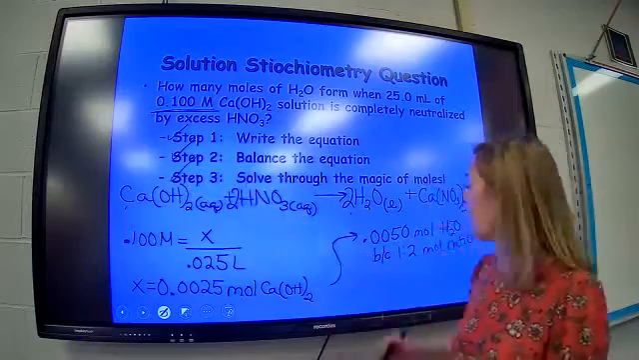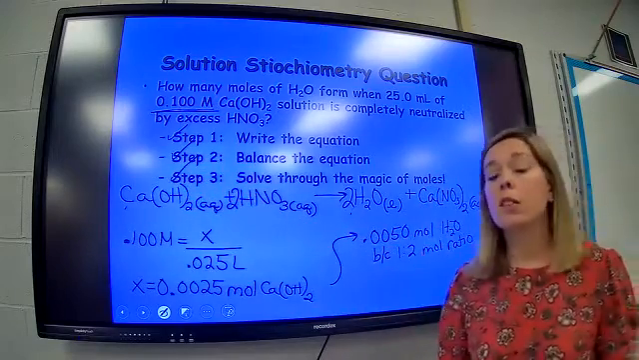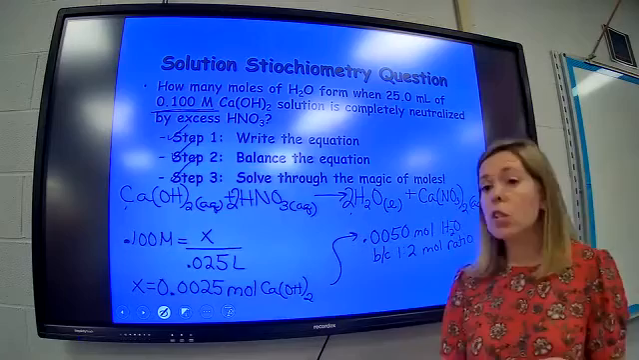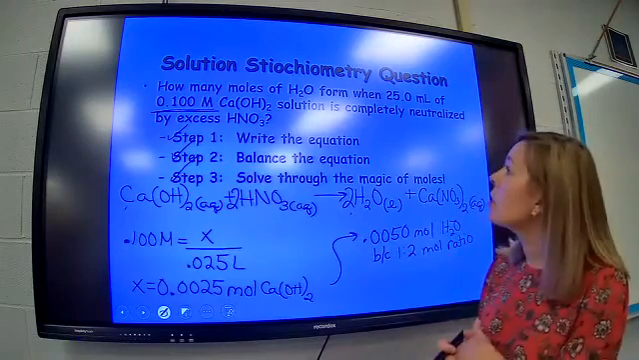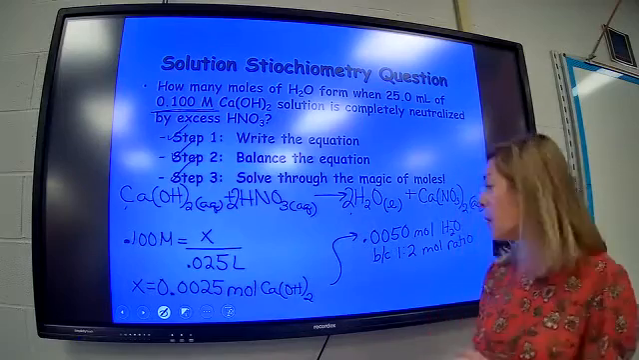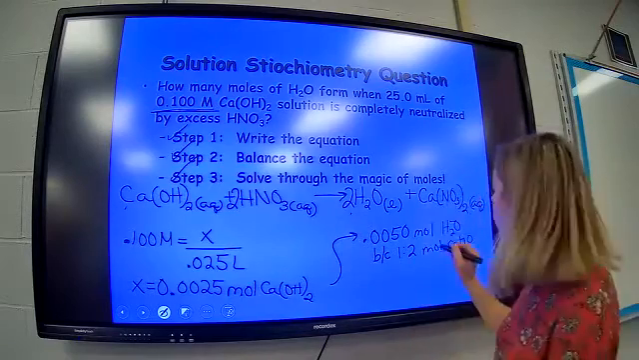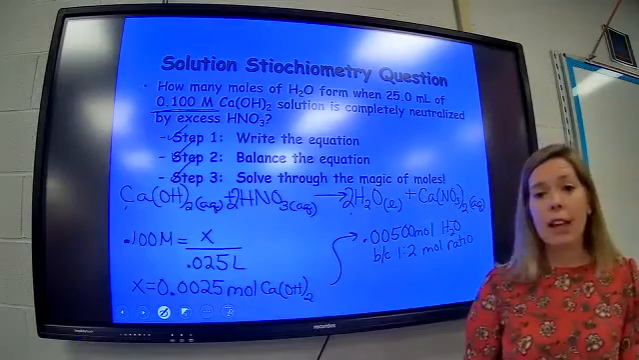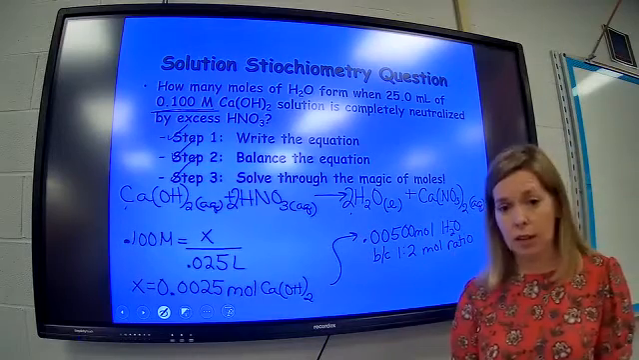Now, once we have moles of water, we could find grams of water too, but the question actually just asked us for moles of water. So other than significant figures, we are done. We should have 3 significant figures. So if we add that in there, we are good.